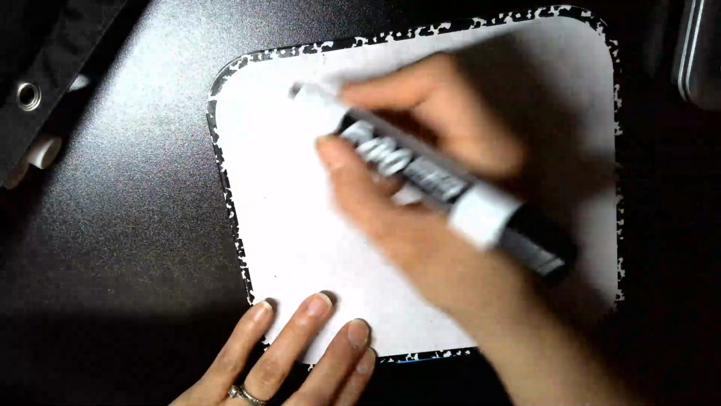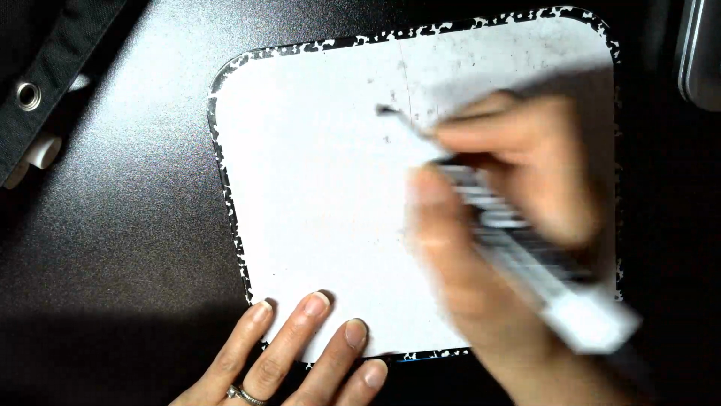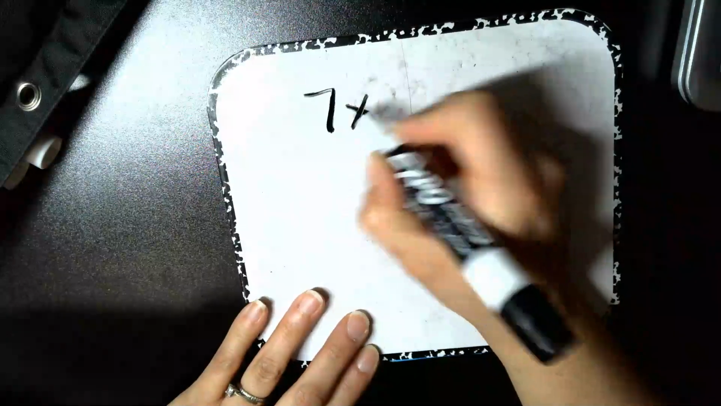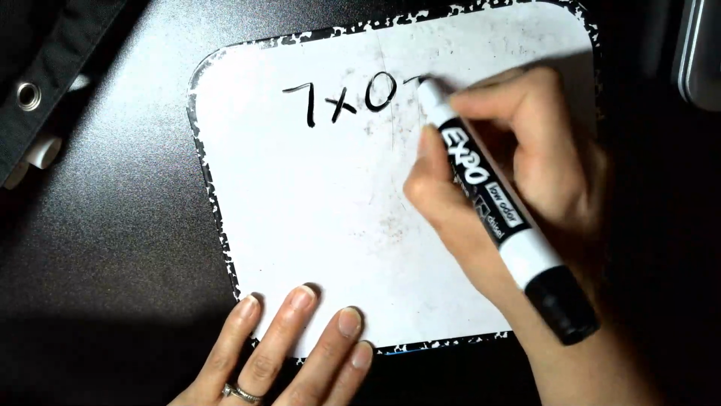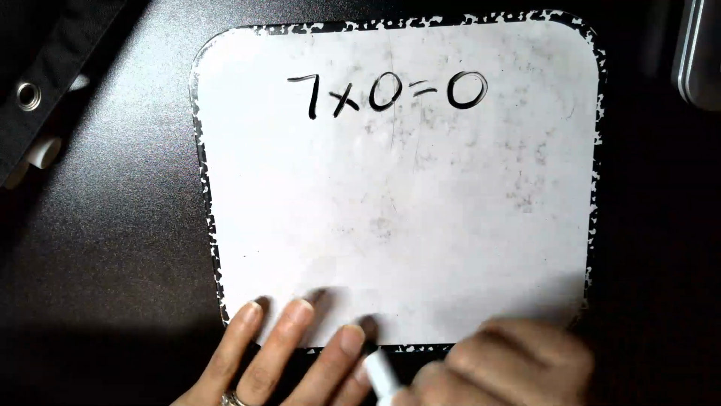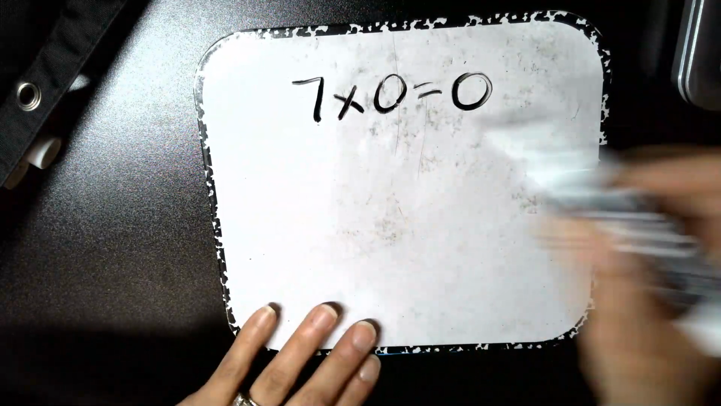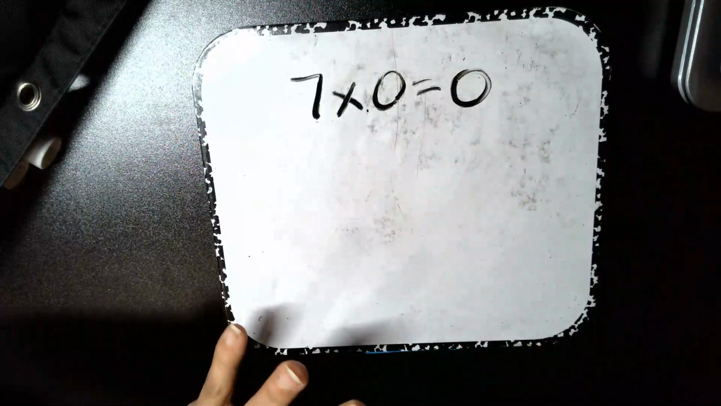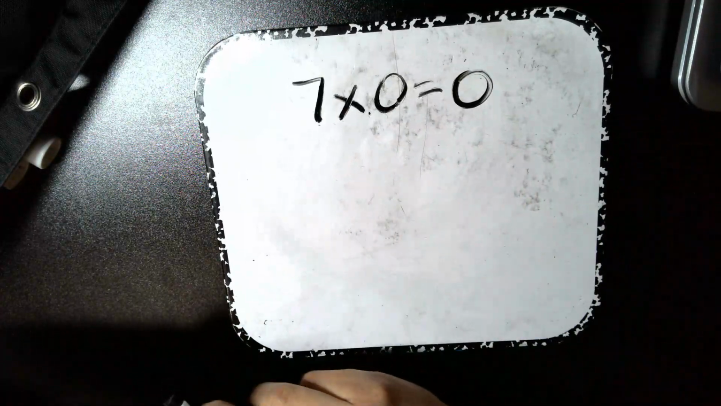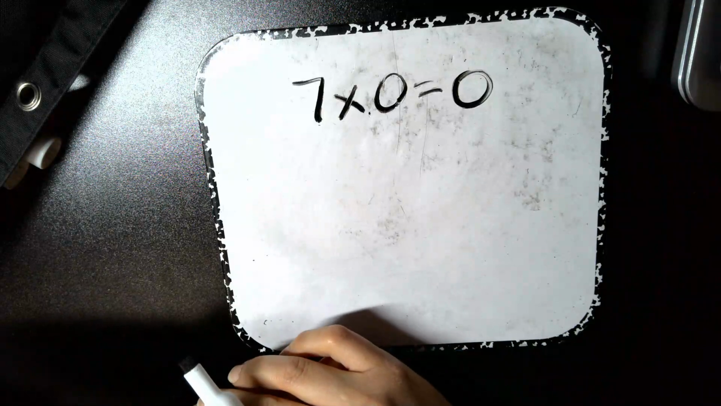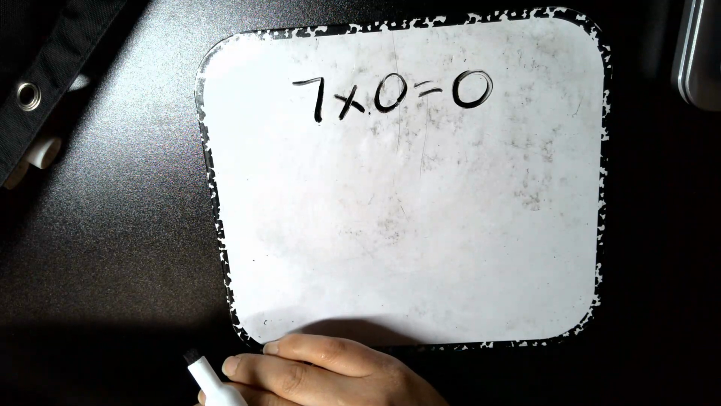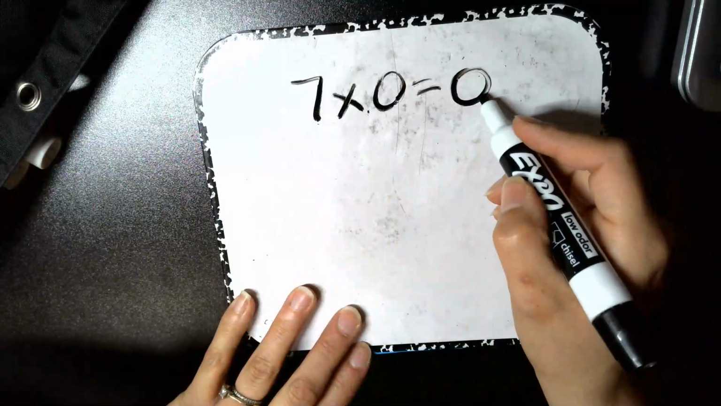The ones are easy because it's just, well, we'll start with the zeros. So 7 times 0, anything times 0 equals 0. Why is that? Because 7 groups of nothing, 0 is nothing, so 7 groups of nothing is nothing. If I say, oh my gosh, I have 1,000 groups of nothing, what do I have? Nothing. So that's why it's always 0. Okay, that's that one.